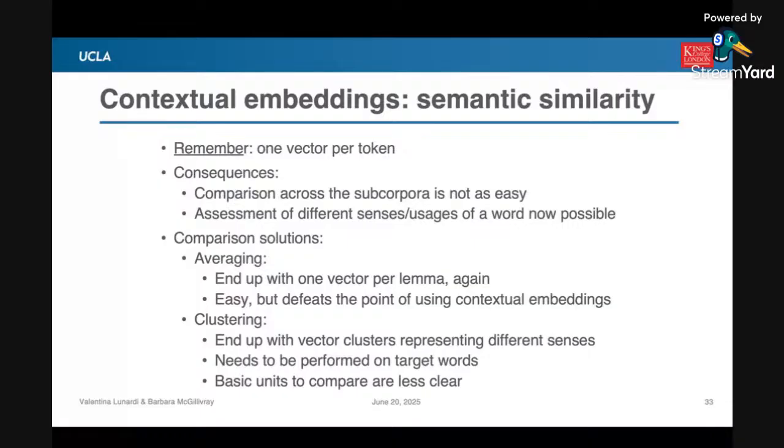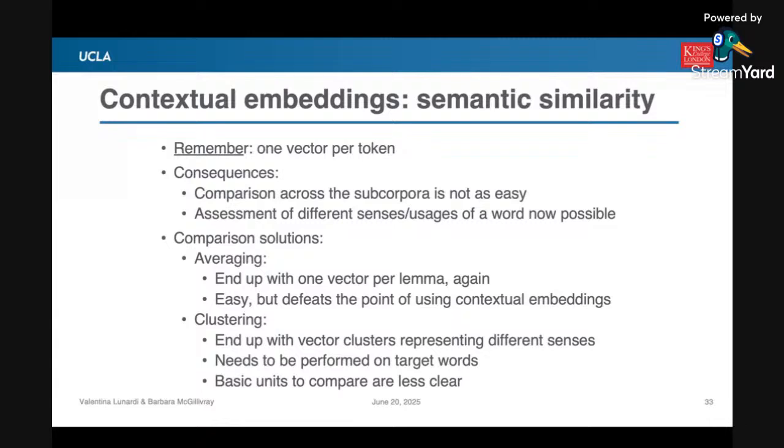Some of the solutions that people have come up with for comparing these vectors are, on the one hand, you could average all of the vectors per lemma, but again, that would mean that you end up with one averaged vector per word type anyway, and I'm not sure I see the point of using contextual embeddings in this case. But the real advantage is if you go down the clustering route. The ultimate goal is that you end up with vector clusters, with each cluster representing the different senses of a word.